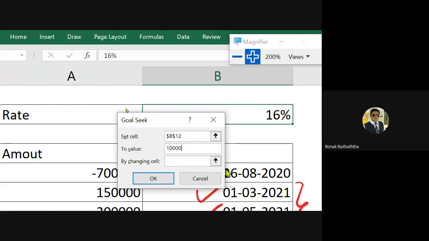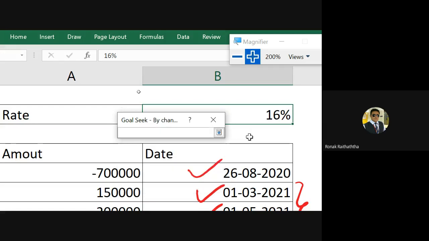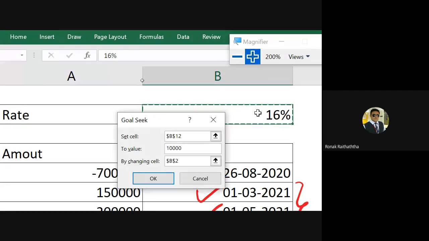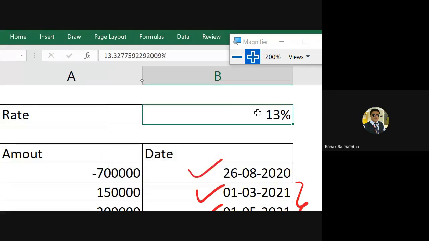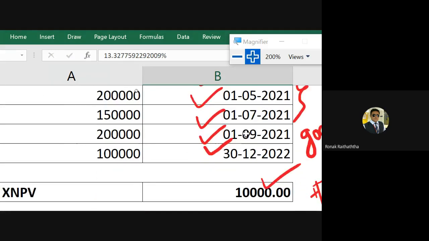So I would say my changing cell, and click over here on the button again, and select the cell where 16% is written. Pressing enter. Now again press enter. Press OK, and Excel has changed the rate on your behalf. And you must have seen that the NPV over there is 10,000 right now.